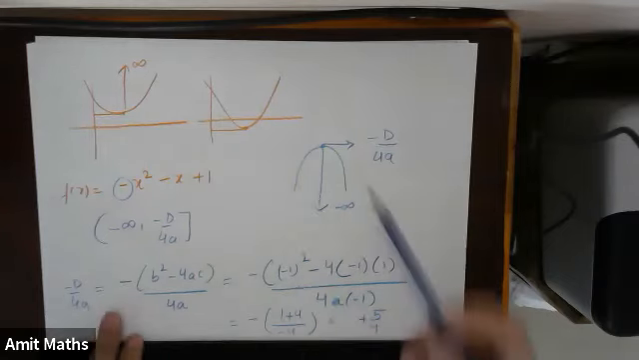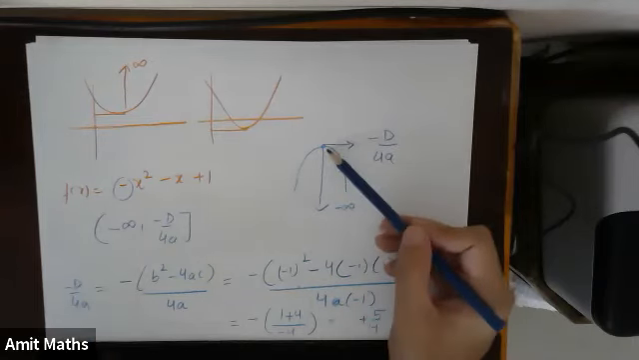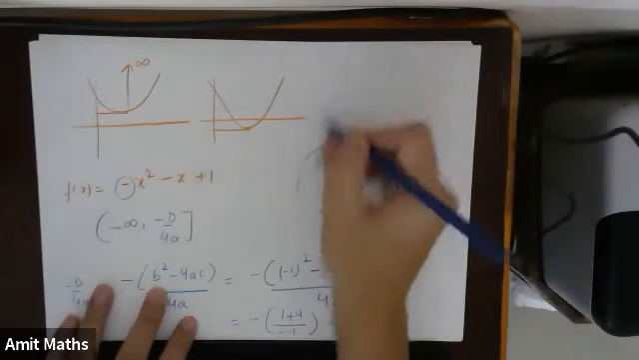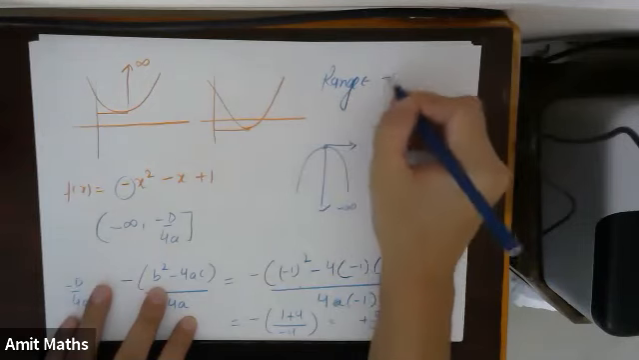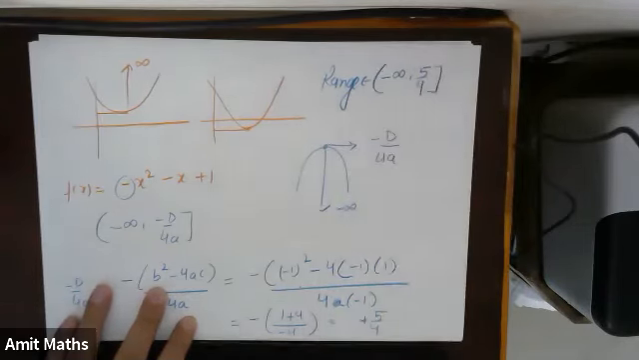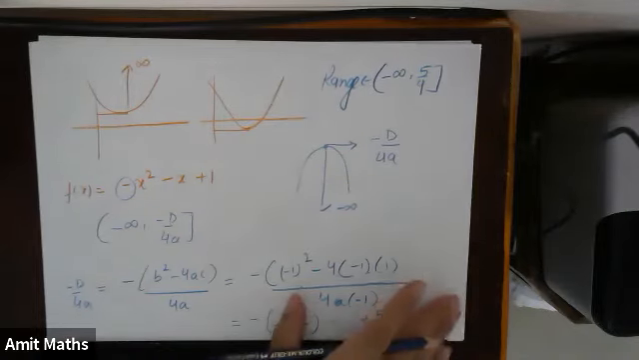Okay, and it is moving from minus infinity to 5 by 4, or from 5 by 4 to minus infinity. So what will be the range of this particular function? The range will become minus infinity to 5 by 4. Okay, I hope this is okay. Let's check it once again. Okay, fine, very good. Now we'll move on to the next part.